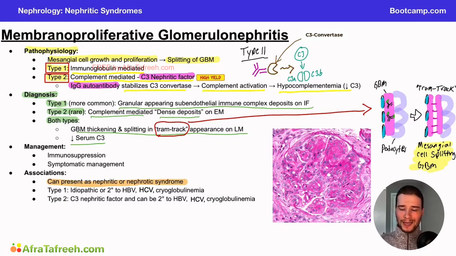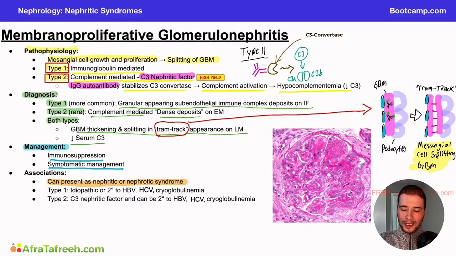So the management for this condition, very similar to what we talked about with some previous pathologies, is that we're really trying to do symptomatic management and avoid progression to end-stage renal disease. So this might include things like immunosuppressants, because we know that these can kind of tone down the immune system and the complement system as well.